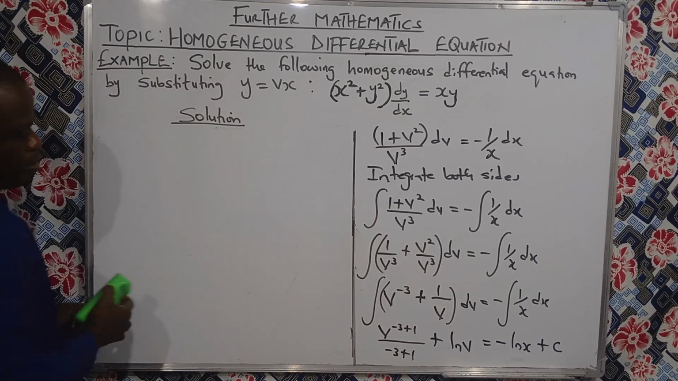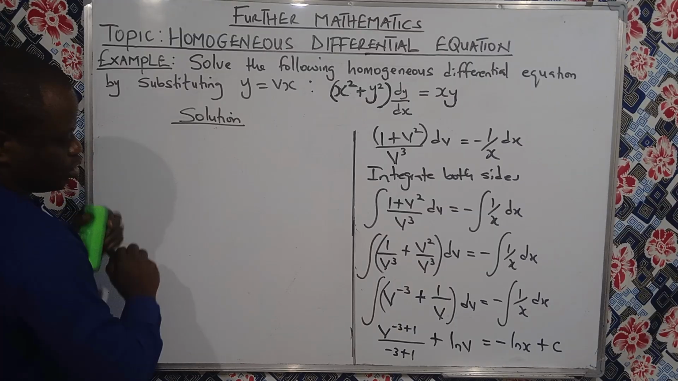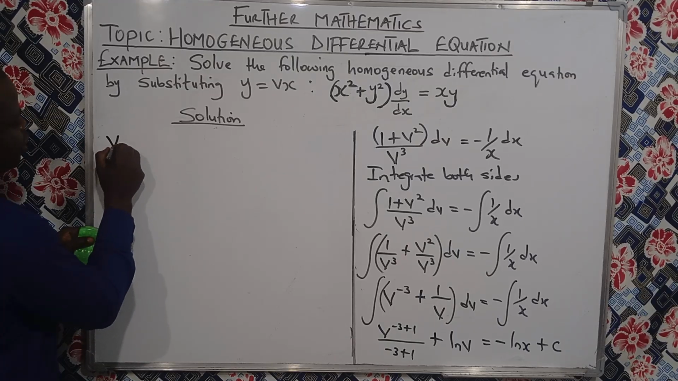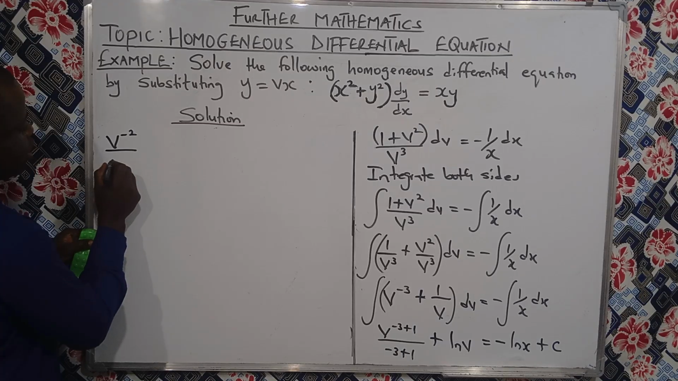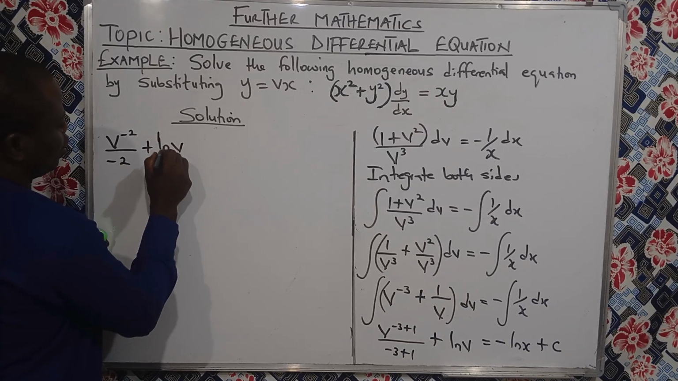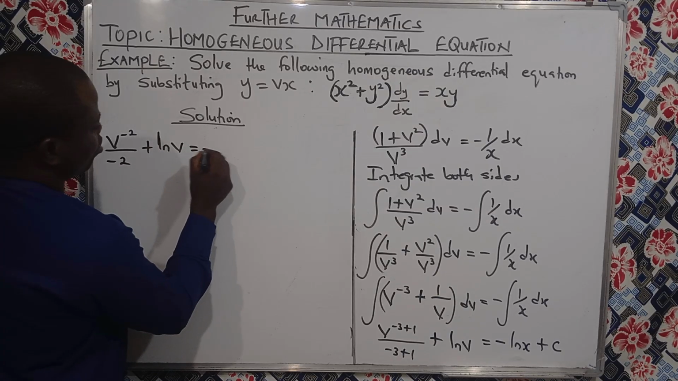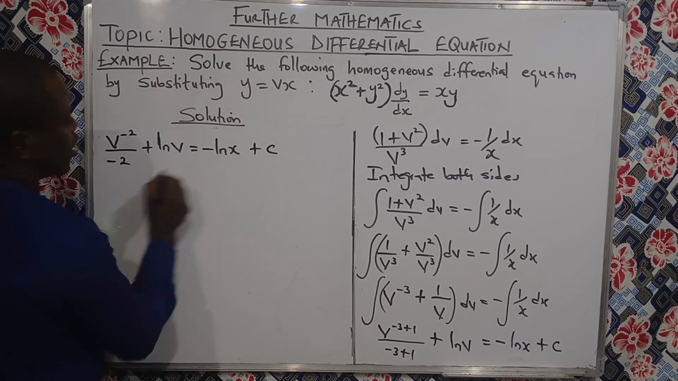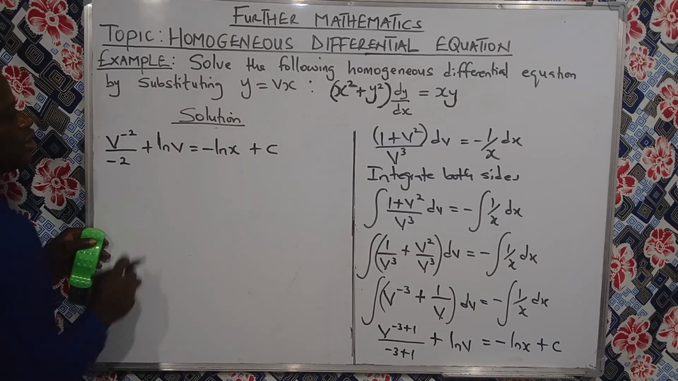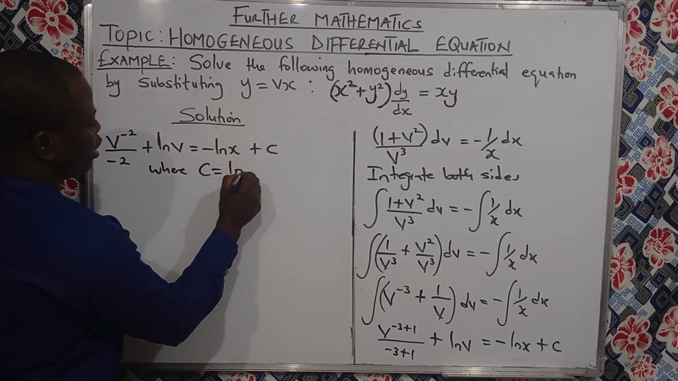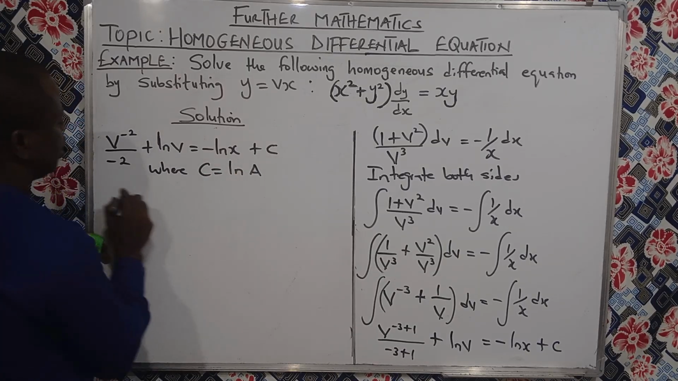At this point, let's add the minus 3 plus 1, that's minus 2. Now v raised to the power minus 2 over minus 3 plus 1, that's minus 2, plus ln v equals minus ln x plus c. Now, in this case, we want everything to be in terms of ln, where c equals ln a. You now replace your c with ln a.